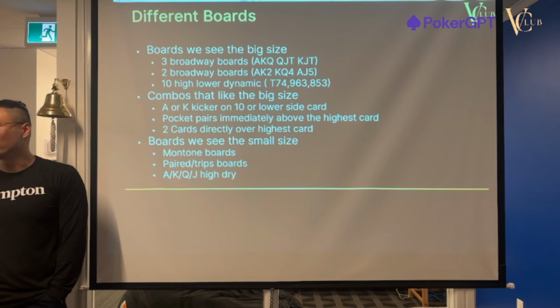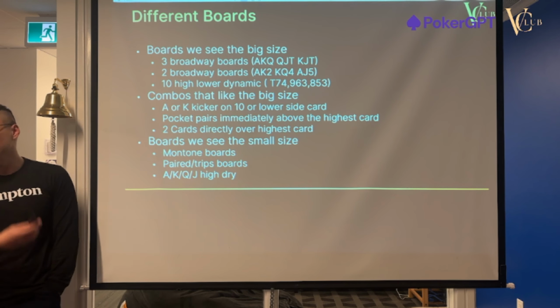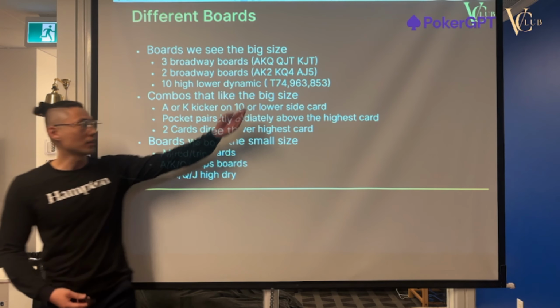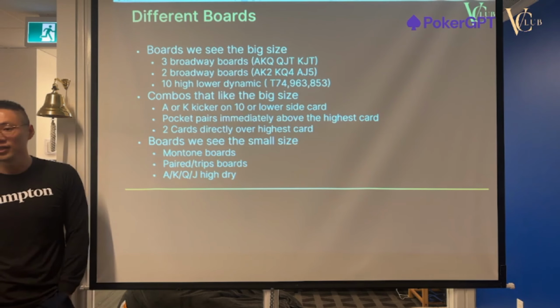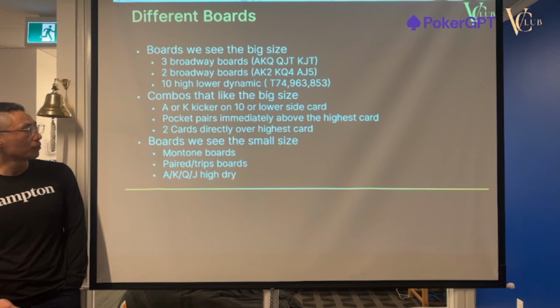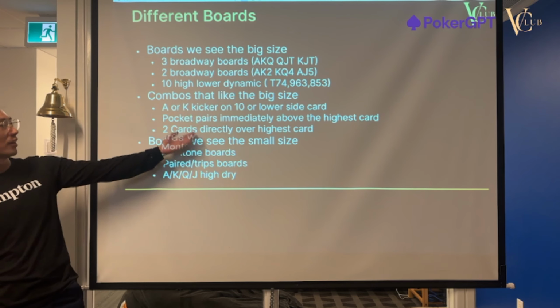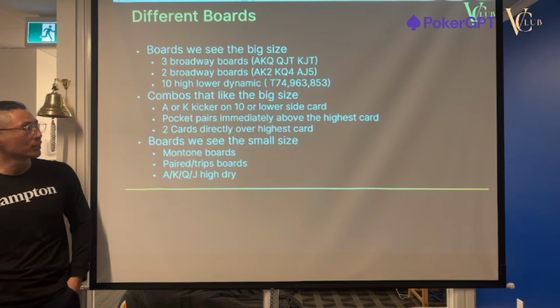You're generally going to want to do it with top pair, top kicker, or over pairs. And then decent bluffs, right? Like 8-9 or 7-8 with backdoor flush draws. You'll want to mix those in with your big size as well. And you see here the combos: pocket pairs and then two cards directly over the highest card.